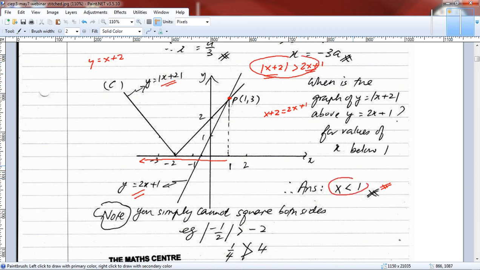The important thing I wanted to tell you about is please do not square both sides. I tried to tell you the important thing here. If you look at this, in numbers, the modulus of negative half is a half. It's surely greater than negative 2, but when you square this, it's 1 over 4, and you know the inequality doesn't hold anymore. So please be careful. That's the idea here. Take note of that, and you'll be fine.